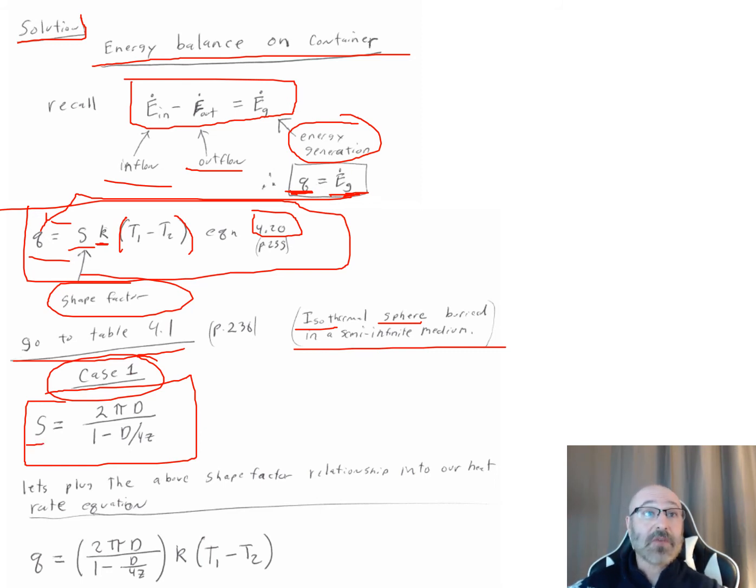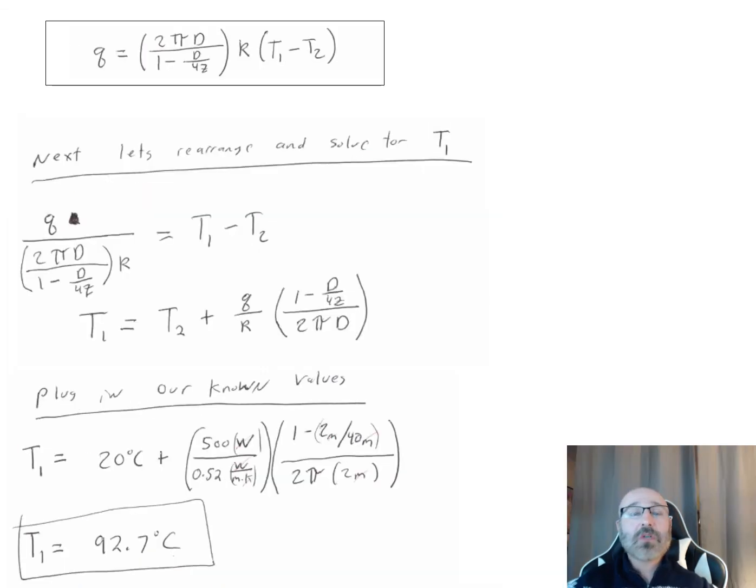We can plug this S value back in up above for our governing equation from 4.20 in our textbook. When we do that, what we end up with is that Q is equal to 2 pi d over 1 minus d over 4z, there's our shape factor S, times our thermal conductivity K, times that temperature difference of T1 minus T2. So we can take that equation from our previous slide for Q, bring it over, and have it boxed in up top here.